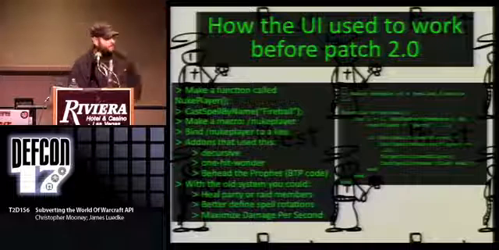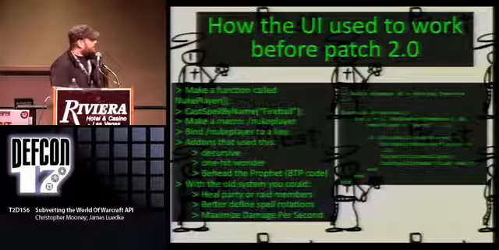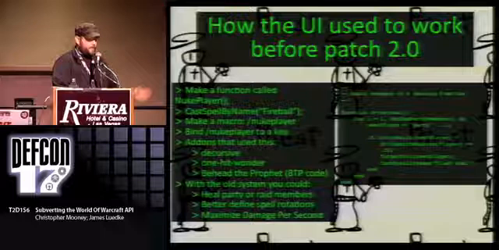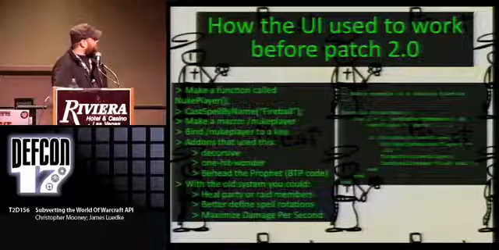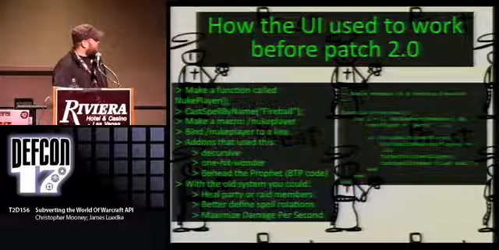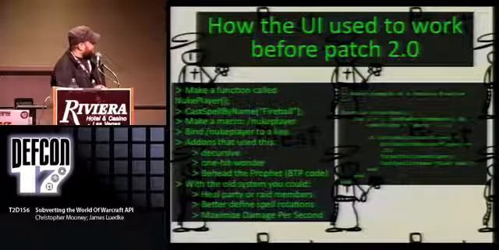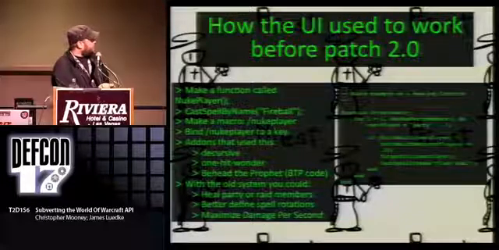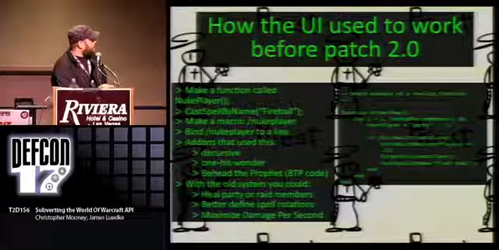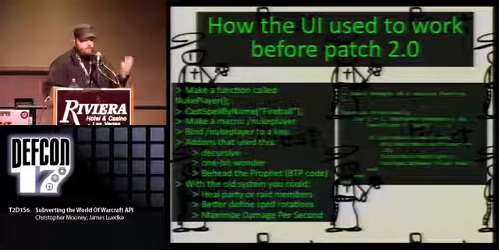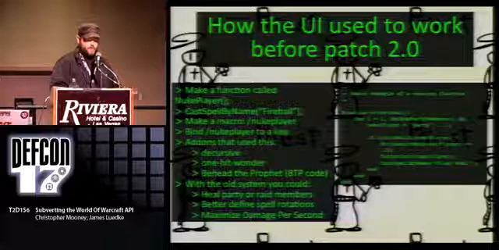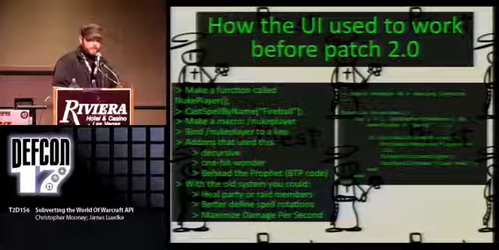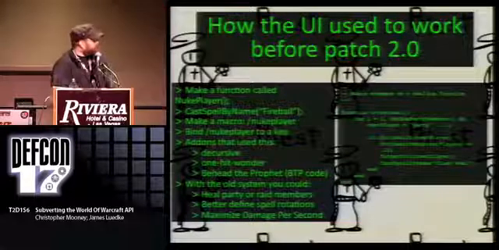So the UI in the 2.0 patch, for those of you who played World of Warcraft before Burning Crusade and you're old school, you used to be able to make a function like nuke player, create this cast spell by name fireball, make a macro /nuke player, bind that to a key, and just from a key press cast a spell like that. Without macros, in Lua, the API language they had provided for you.